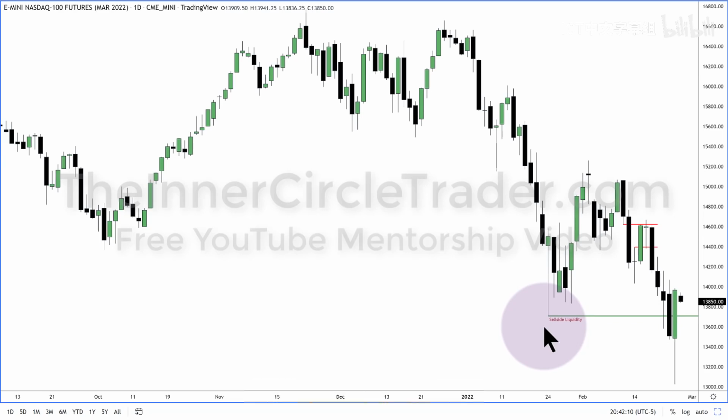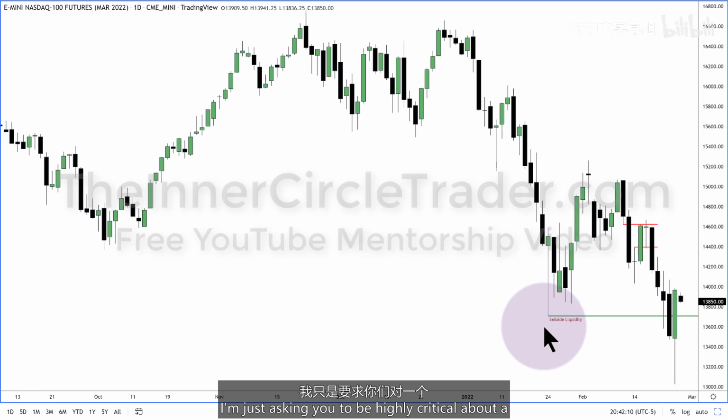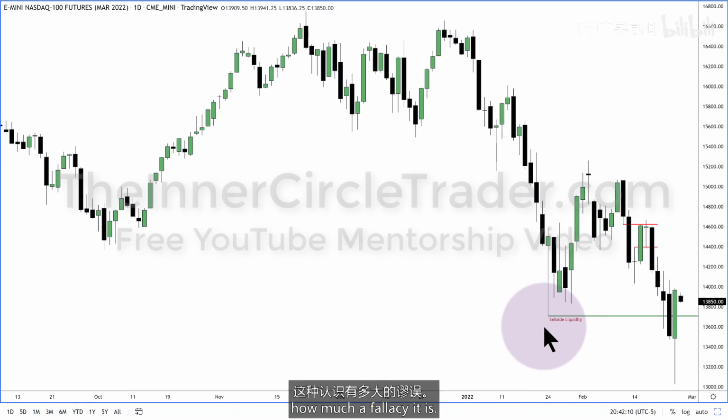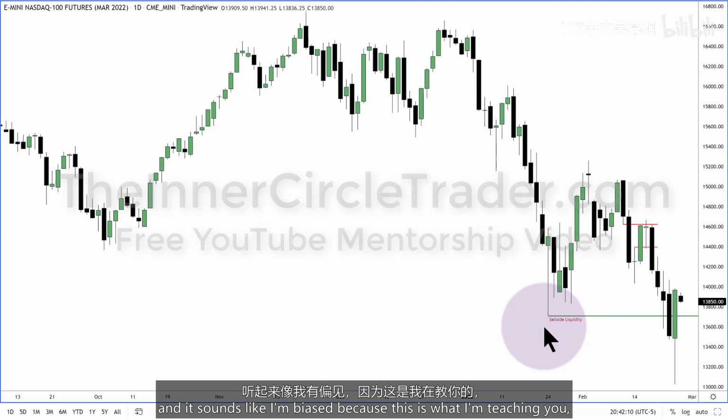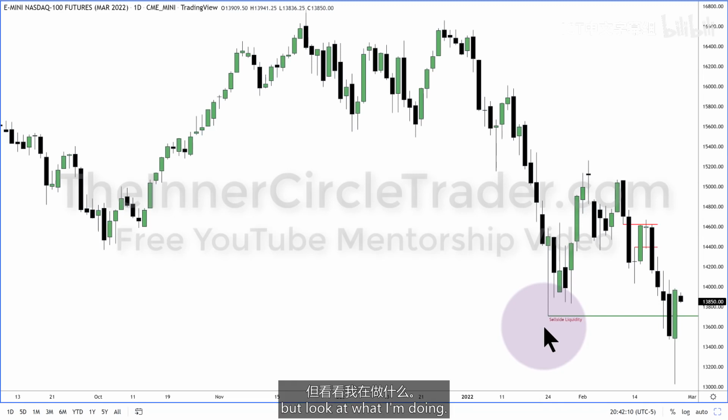And I know some of you trade like this, okay? And I'm not trying to make fun of you. I'm just asking you to be highly critical about a perception of what it is that we as traders do and how much of fallacy it is. When you strip all that stuff away, and it sounds like I'm biased because this is what I'm teaching you, but notice what I'm doing.